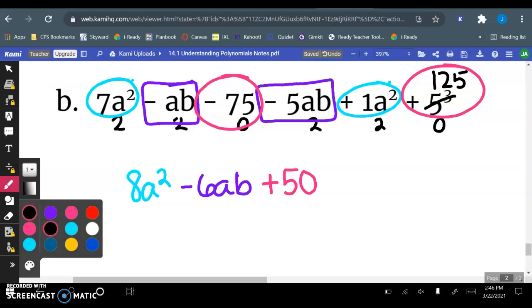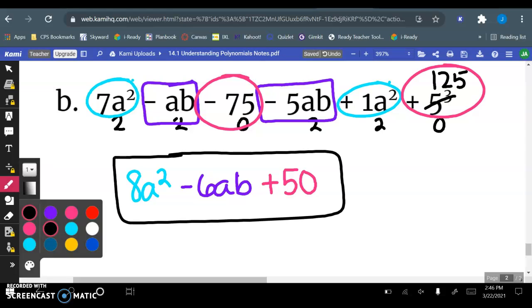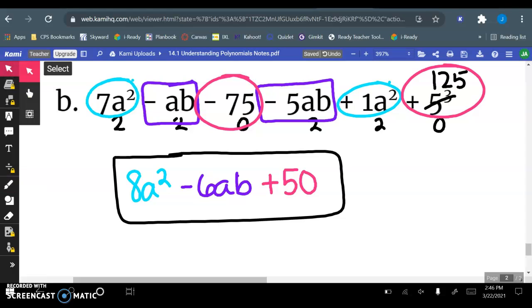So the simplified version is 8a squared minus 6ab plus 50. And our leading coefficient is 8. It's a 2nd degree and it has 3 terms, so it's a trinomial.